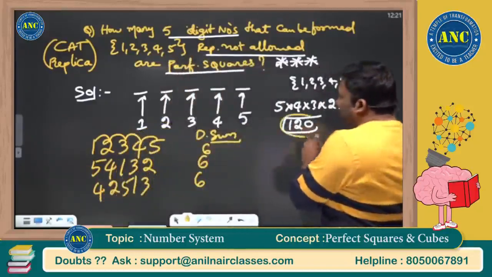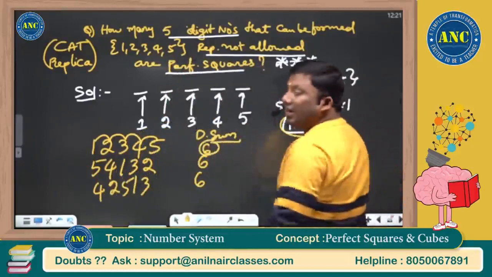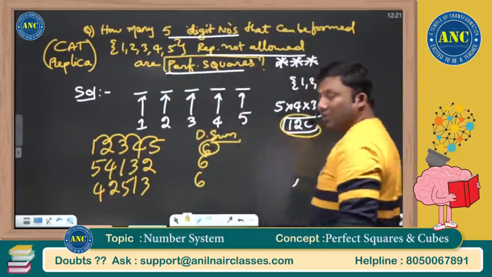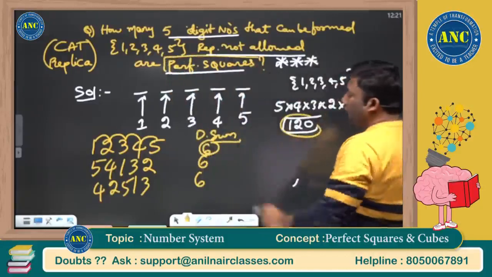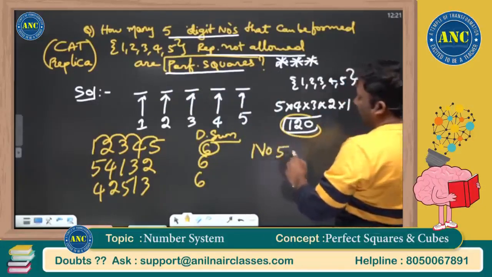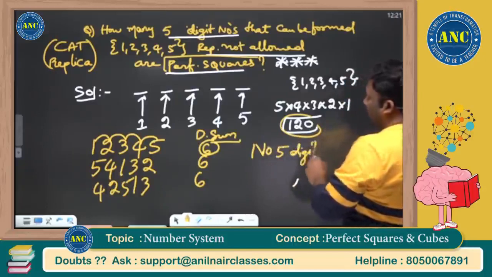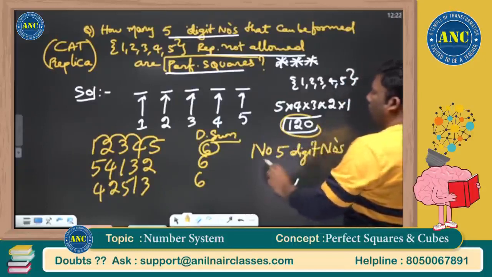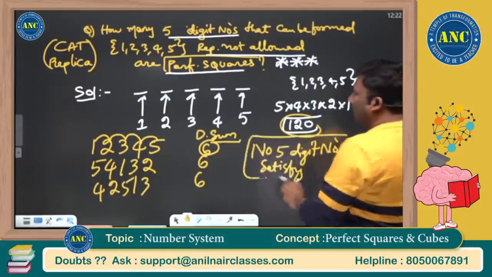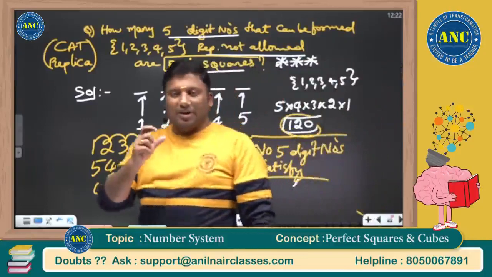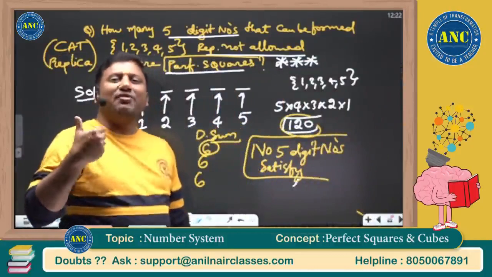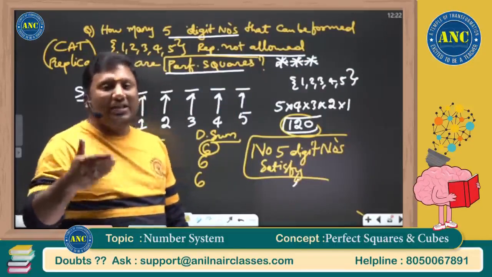For all the 120 numbers, what will be the digital sum value? It is nothing but 6. For a number to become a perfect square, what should be the digital sum? 1, 4, 7 or 9. So the answer is no 5-digit numbers are perfect squares from these digits. No 5-digit numbers satisfy the property. Very, very good question. He will not ask you by giving a number whether it is a perfect square or not. If you observe, the first 2 questions are very primitive questions. The third question is a CAT replica question.